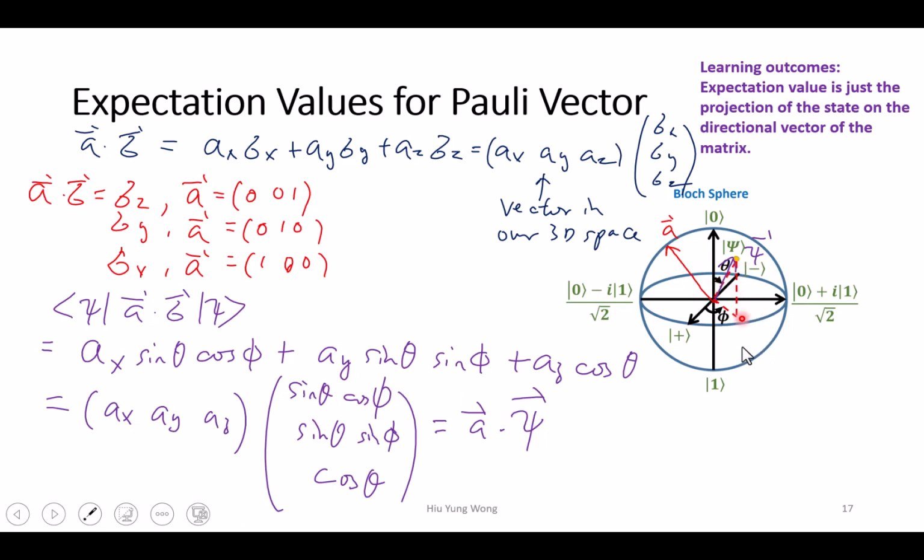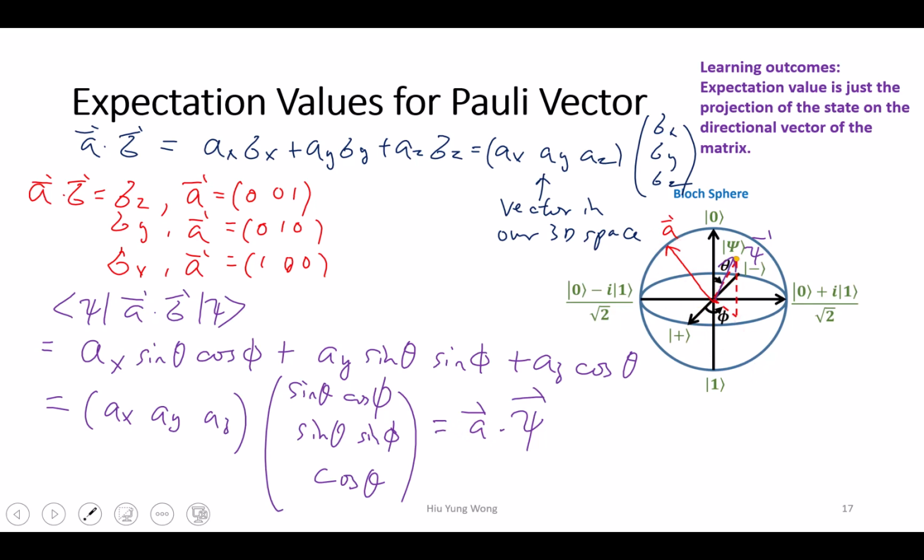Project to the equator is sine theta and then sine phi, right? So I'm just saying this vector, our real 3D space vector corresponding to this state, is just this, right? And I'm showing you that the expectation value equals this one times this one, which is just the dot product between this vector and this vector.